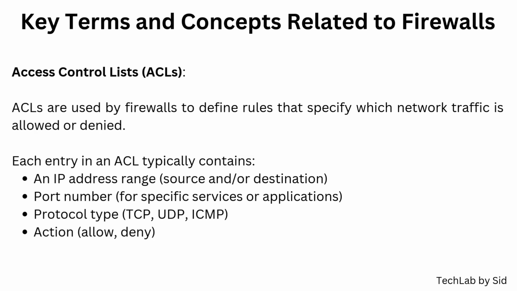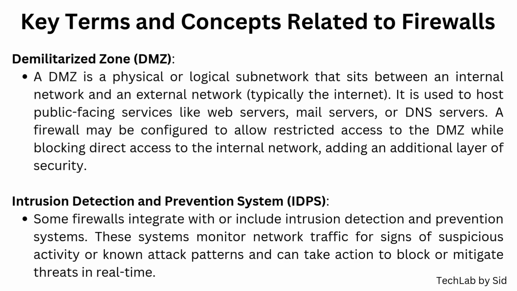Access Control Lists, or ACLs. ACLs are used by firewalls to define rules that specify which network traffic is allowed or denied. Each entry in an ACL typically contains an IP address range, that is, source and/or destination, port number for specific services or applications, protocol type, that is, TCP, UDP, ICMP, and action, that is, allow or deny.